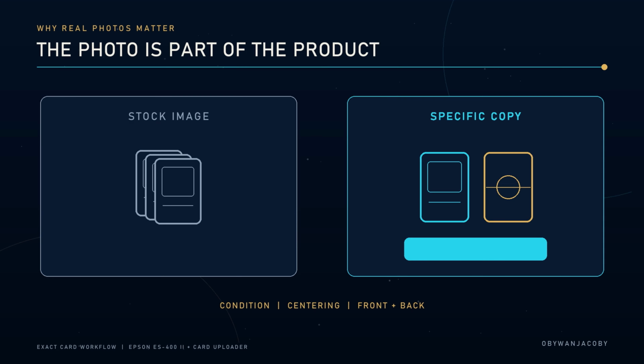Before we get into the equipment, I want to explain why this workflow is built around real photos in the first place. A stock image can tell me which card is listed and how it represents, right? It cannot show me the condition of the specific copy in a seller's inventory. If there's a scratch, if there's whitening, if it's off center, right? General descriptions like lightly played for one person can mean something completely different to me, the consumer.